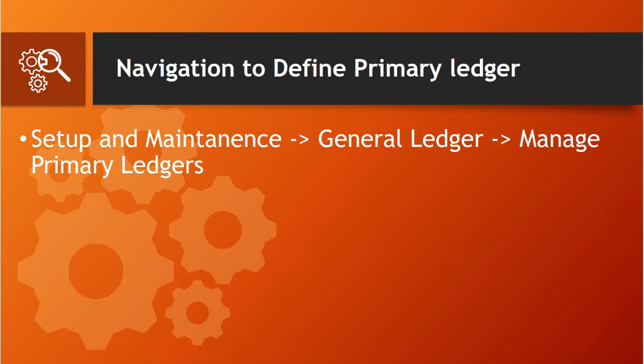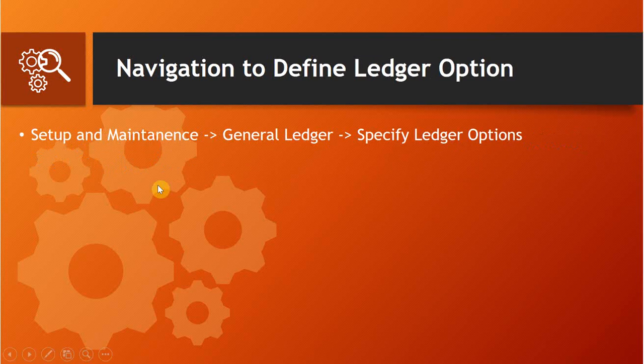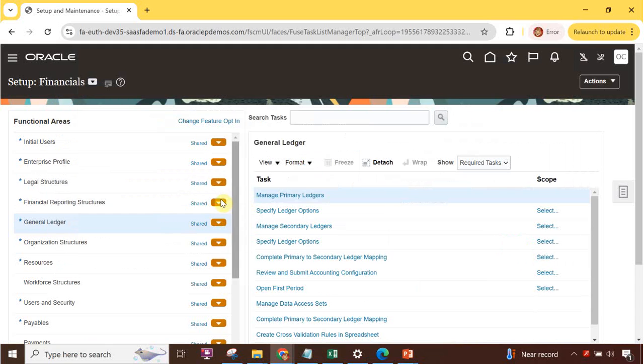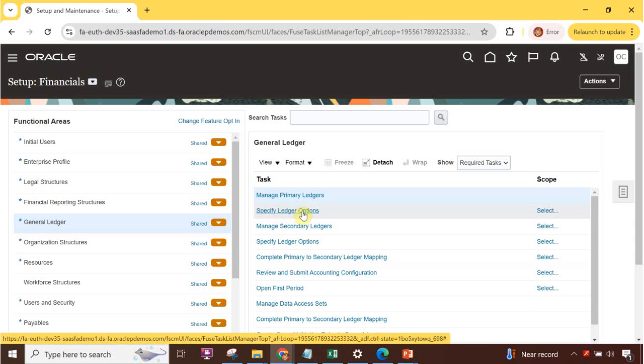Now next, we have defined the primary ledger. Now we have linked our component to the primary ledger. So after defining the primary ledger, we have ledger options. So let's define the ledger options. In the ledger options, click on specify ledger options.